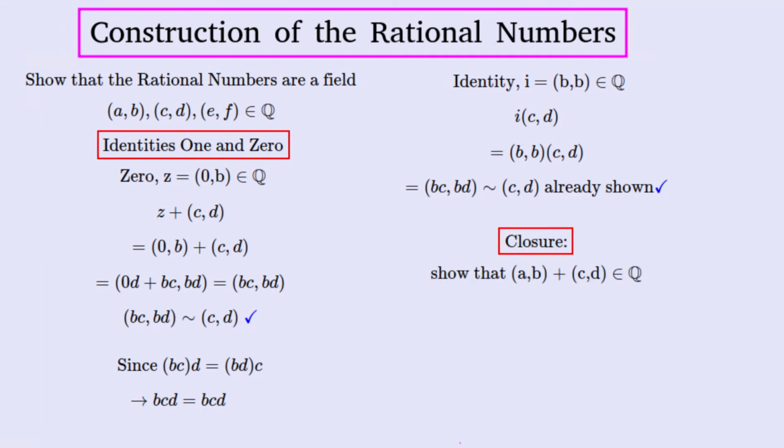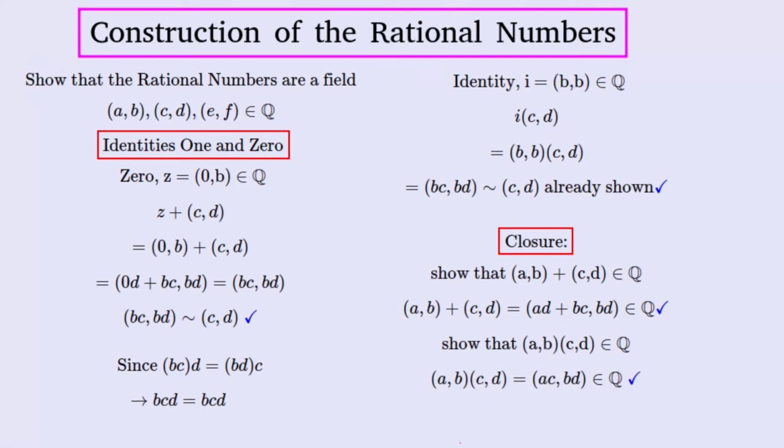Now to prove closure, we'll prove it for addition. Manipulating this equation gives us an ordered pair of two integers, which is still in the set. We'll have to prove closure for multiplication. And so closure is true for multiplication. So the closure axiom has been proven true for this set.